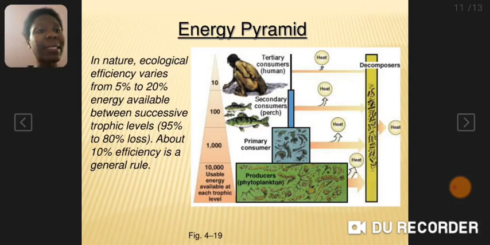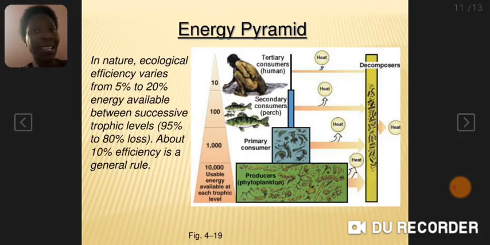Now, taking a look at the diagram, you see we have producers, your primary consumers, secondary consumers, and then even man became a tertiary consumer here as an example. So you see that it's only 10%. Now, the sun, we said, is the ultimate source of energy. So the producers were able to make food.